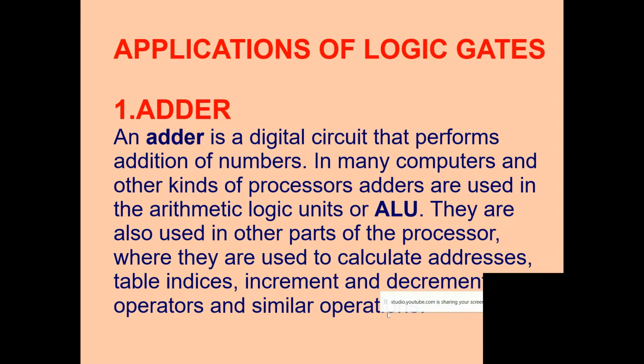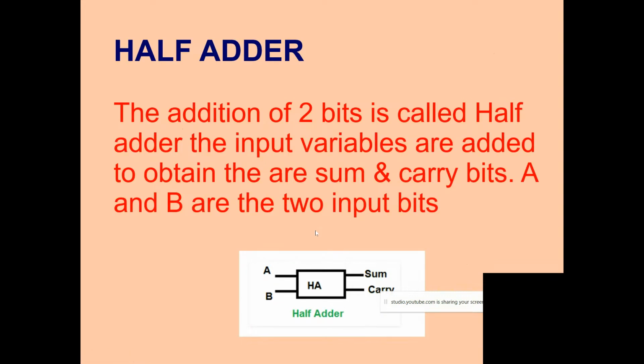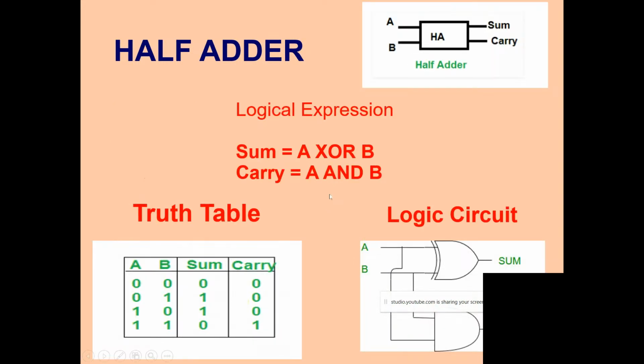Adder circuit is a digital circuit that performs addition of numbers, right? Adder circuit दो तरह का होता है, half adder and full adder. Half adder, to obtain the sum and the carry bits. If we talk about the sum, it gives A XOR B, and carry is A and B. To obtain the sum, we use the XOR gate. To obtain the carry, we use the AND gate. So this is to add two bits.